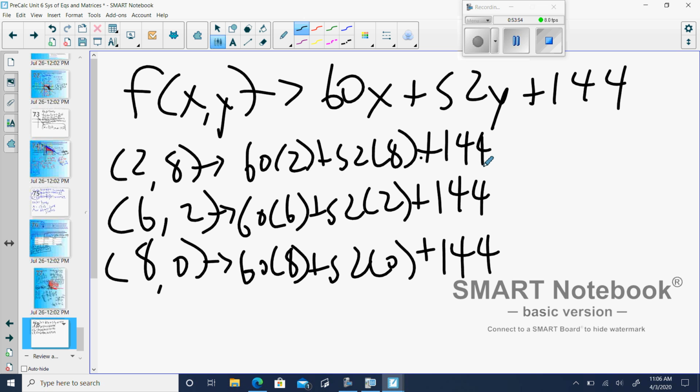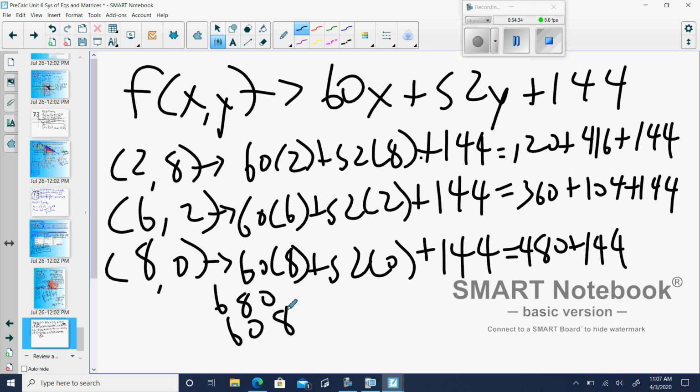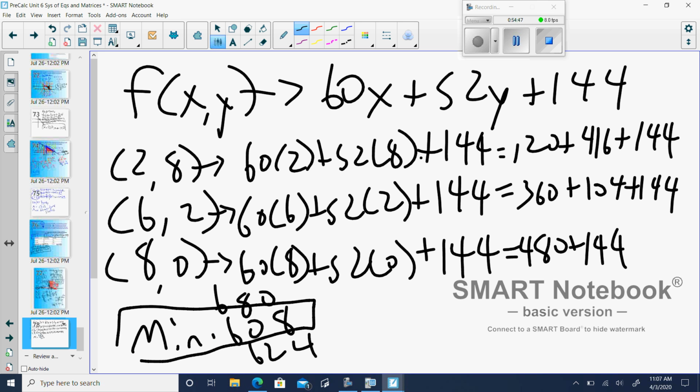So we're looking at costs, right? We want to optimize costs. That means we want the cheapest down here. So we have 120 plus 416 plus 144. So we have 360 plus 104 plus 144. So 480 plus 144. All right. So we have 680, 608, and then we have 624. All right. So 608 optimizes our labor cost, because the optimized labor cost means we want the minimum value, and that occurs if we have 6 associates and 2 employees.